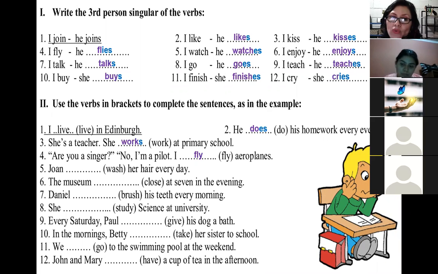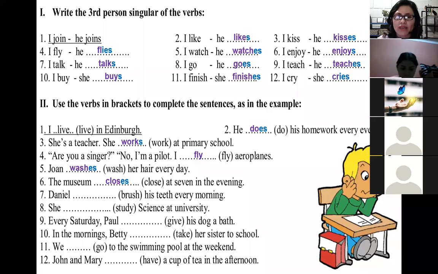Very good. Then, the next one is going to be number 5. It says Joan, and then what about the verb? Very good. Excellent. Ahí Rosita le faltó la ES, okay? Porque es ella. She, Joanne, she washes her hair every day. What about number 6? The museum. Okay, very good. In this case, closes. ¿Por qué, teacher? Porque es it, es tercera persona, right? It closes at 7 in the evening, okay?